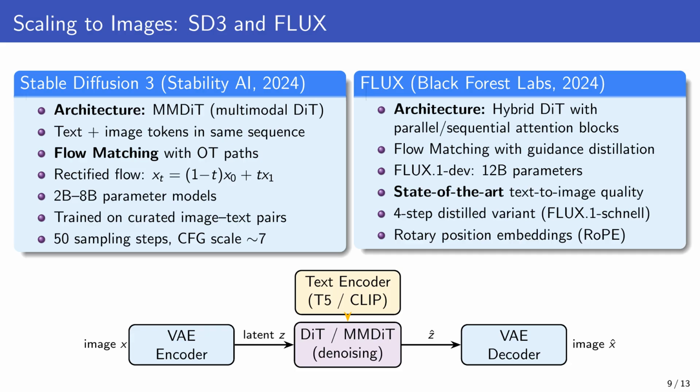The architecture diagram at the bottom shows the common pipeline. The input image is encoded into a latent space by a VAE encoder. The DiT, or MMDiT, performs the denoising in this latent space, conditioned on text embeddings from a text encoder like T5 or CLIP. Finally, the VAE decoder maps back to pixel space. This latent space approach is critical for scaling. Working in the latent space of a pre-trained VAE reduces the dimensionality dramatically, from millions of pixels to thousands of latent tokens. This makes the flow matching training and sampling computationally feasible at high resolutions.